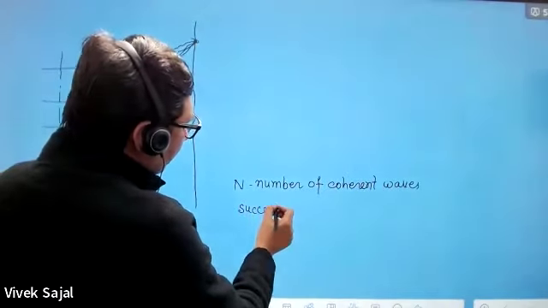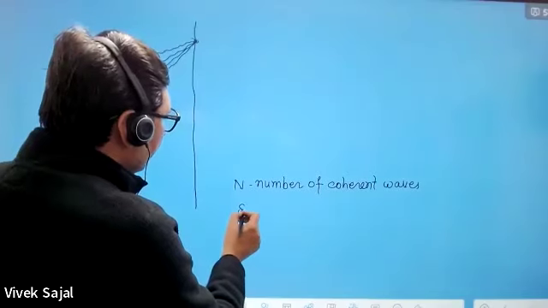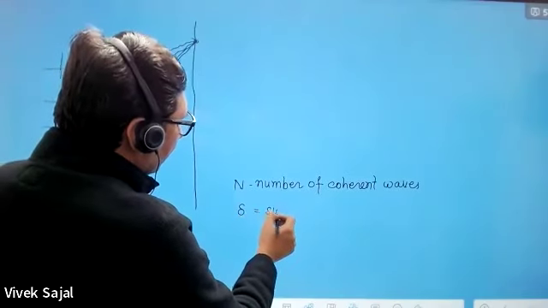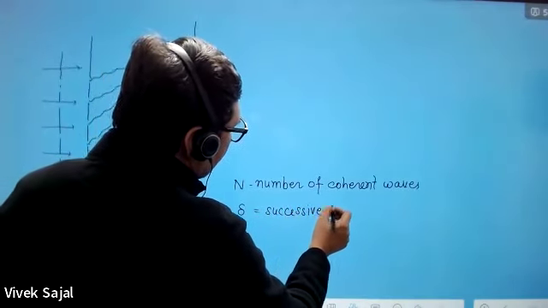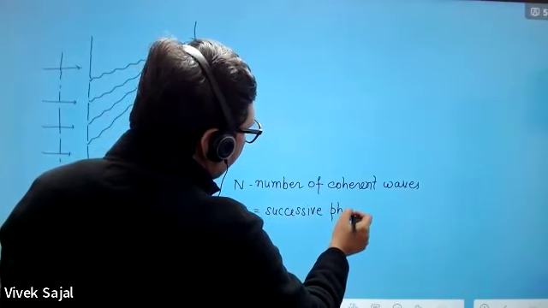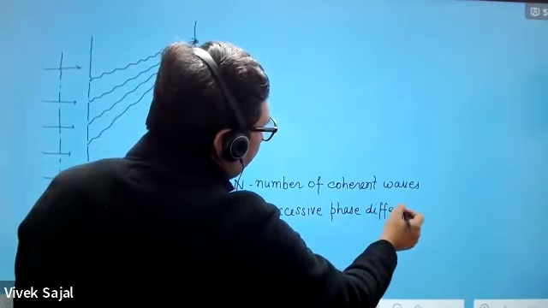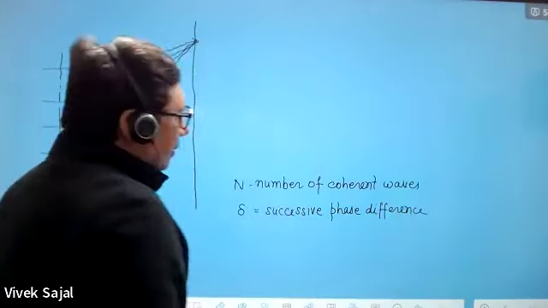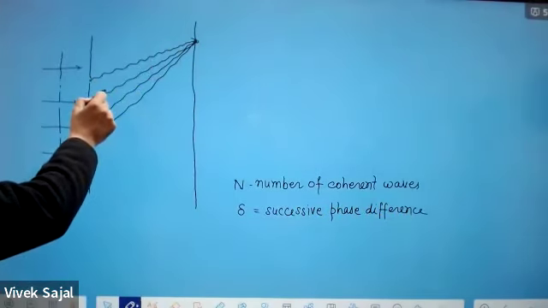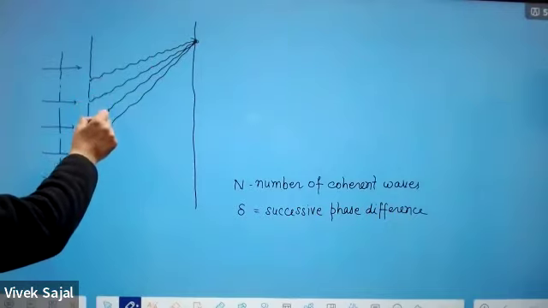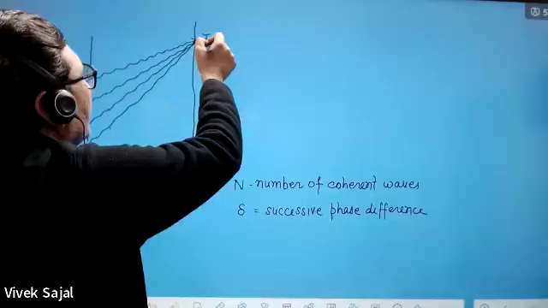delta. Suppose delta is the successive phase difference. Successive phase difference is delta, which means in between first and second this is delta, between second and third it is delta, between third and fourth this is delta. Then what will be the intensity at this point?